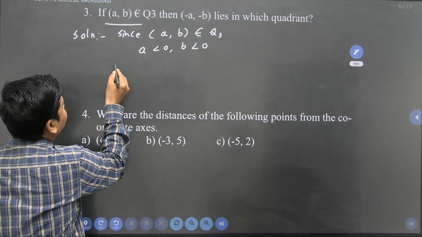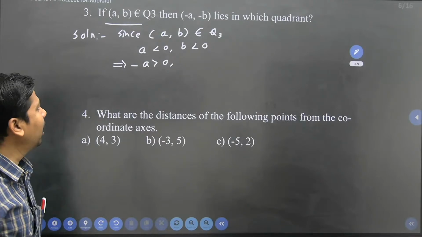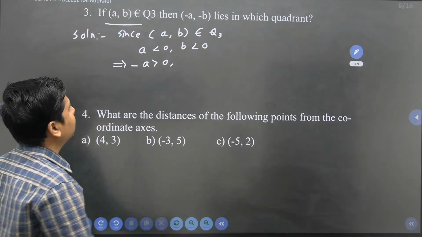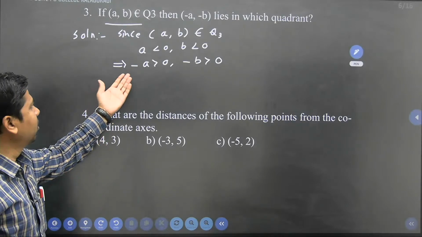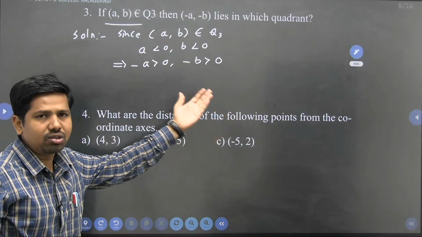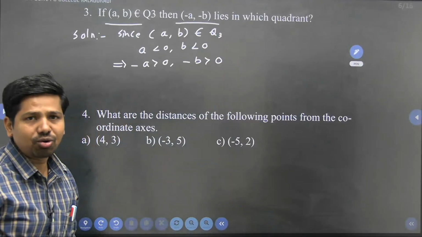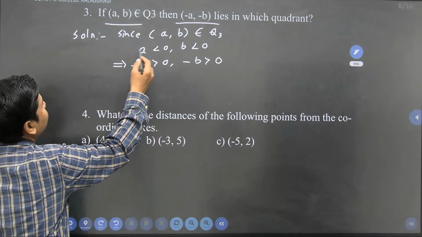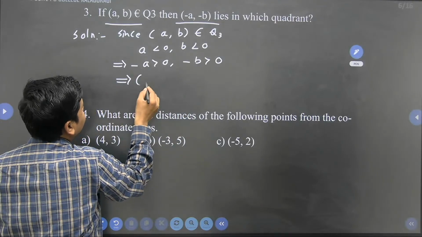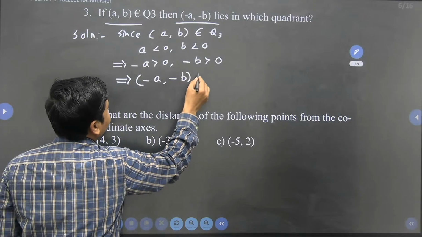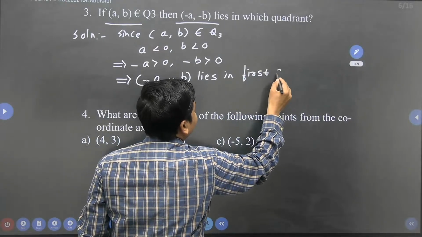If A is less than 0, this implies minus A is definitely greater than 0, and B is also less than 0, then minus B is also greater than 0. So minus A is positive, minus B is also positive, meaning the first sign is positive and the second sign is also positive. This implies the point (minus A, minus B) lies in which quadrant? First quadrant, right? Both are positive. If A is less than 0 and B is less than 0, minus A is greater than 0 and minus B is also greater than 0, implying the point (minus A, minus B) lies in the first quadrant.